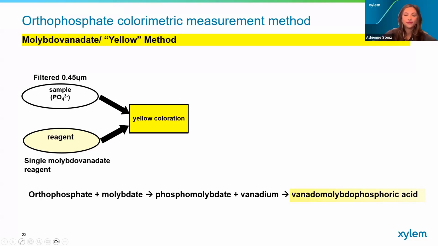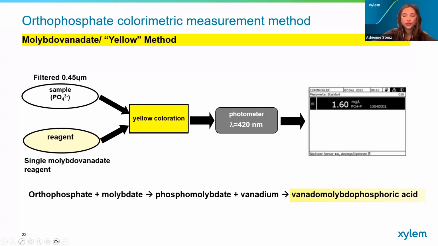orthophosphate in your sample. So that yellow color is then pushed to a spectrophotometer to measure the absorbance at a specific wavelength and convert it into an orthophosphate concentration. With the higher the absorbance, the higher the orthophosphate concentration. This yellow method has a limit of detection of 0.02 milligrams per liter orthophosphate.